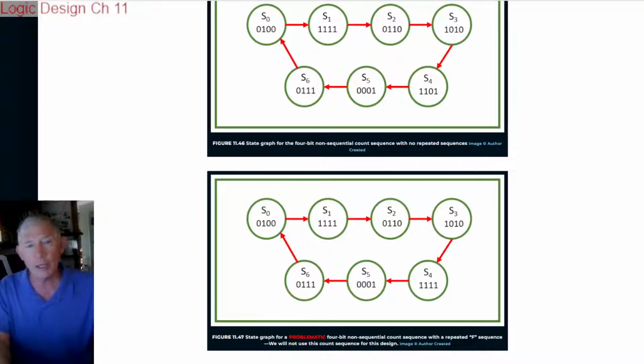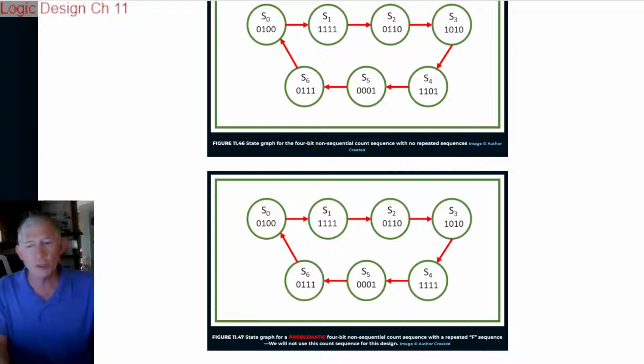But now we actually have to treat these as specific outputs, because we can't encode S1 as 1111 and also encode S4 as 1111. That's going to get us into trouble. So we're going to talk about how you handle this a little bit later on. We'll come back to this.